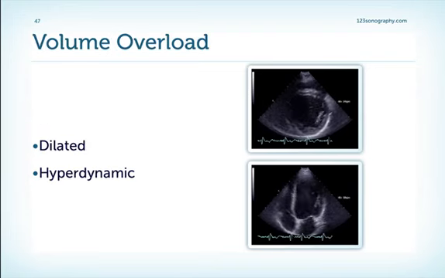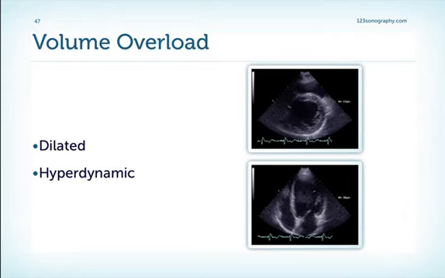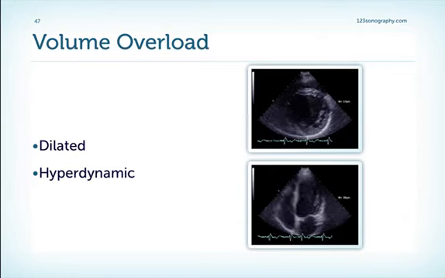Volume overload is a situation where we have both a dilated and a hyperdynamic left ventricular function. We will meet this state in several clinical situations, such as aortic regurgitation, mitral regurgitation, but also ventricular septal defect.